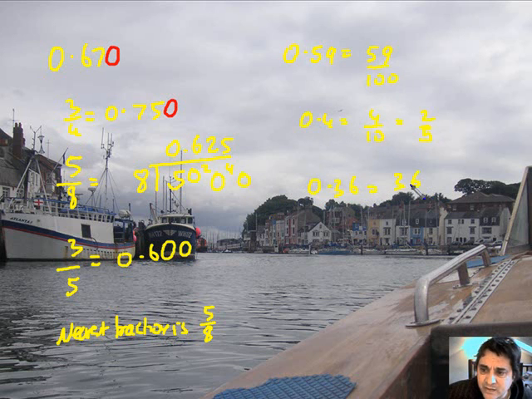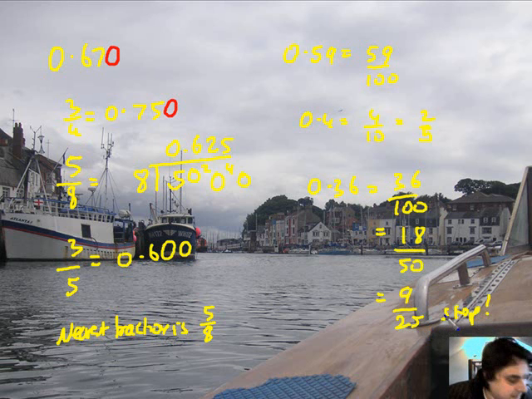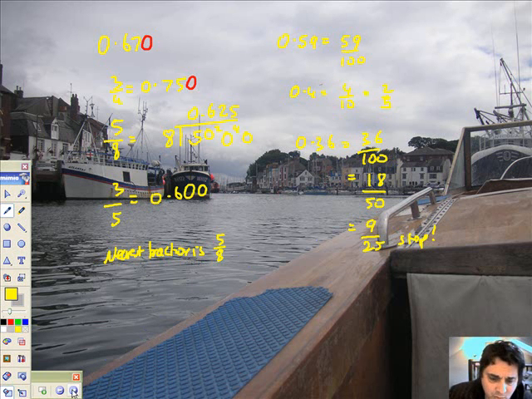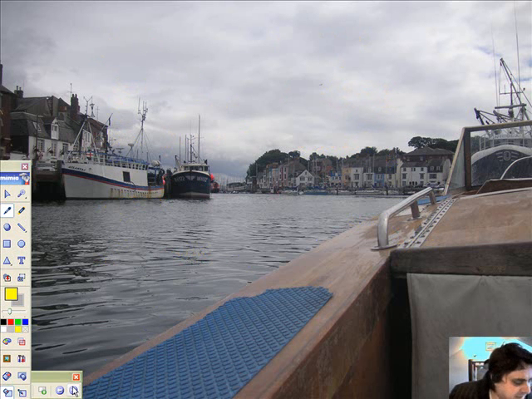0.36. That's going to be 36/100. Simplify it down by halving just to make life easy. 18/50, take it further, 9/25, and now we stop with that one because it can't go any further. Fully simplified. That'll do. Question 4 talks about recurring decimals.